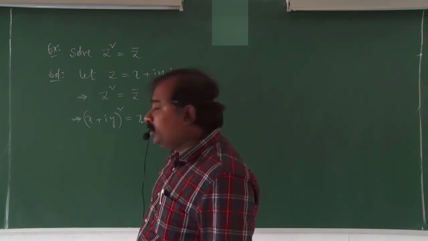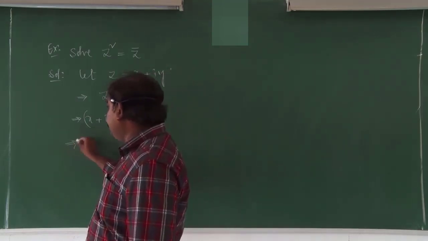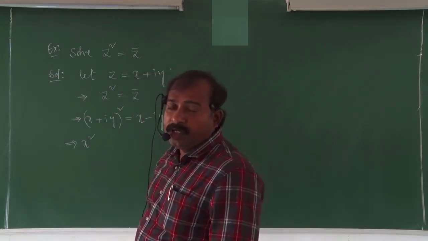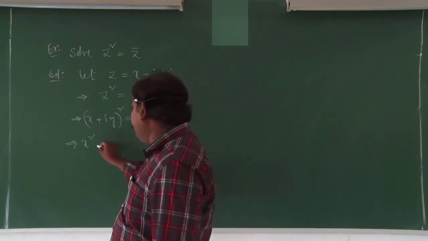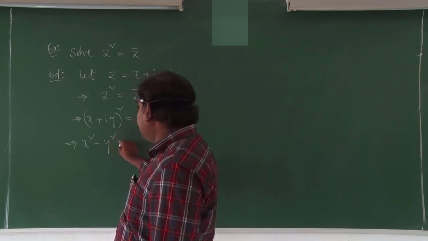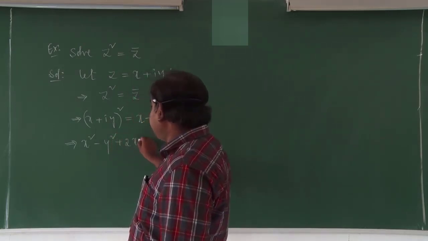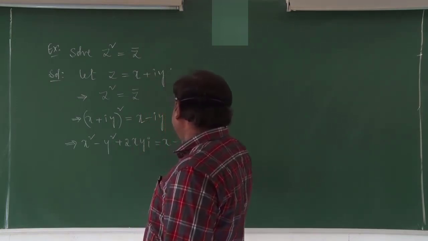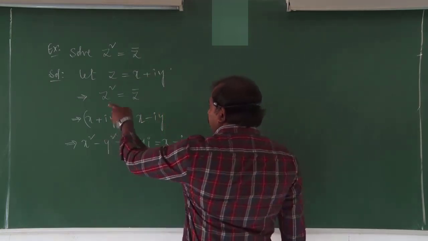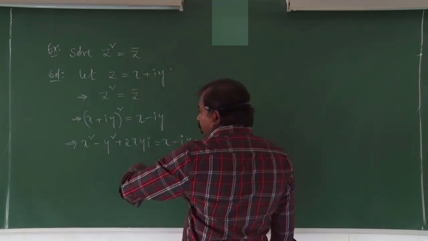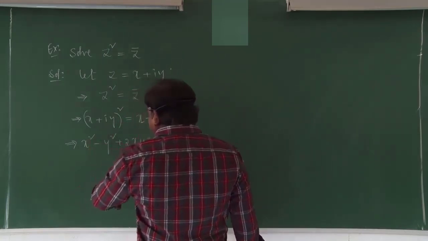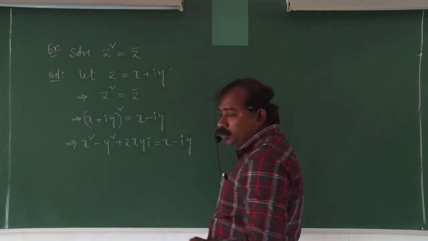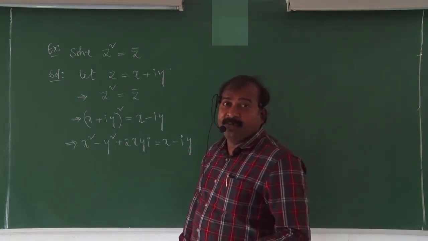Then expand this, which implies x square plus (iota y) whole square, iota square is minus 1, so you will get minus y square plus 2xy iota equal to x minus iy. Here x, y belong to real numbers. So we got x square minus y square plus 2xy iota equal to x minus iy. Then on both sides you can equate real and imaginary parts.